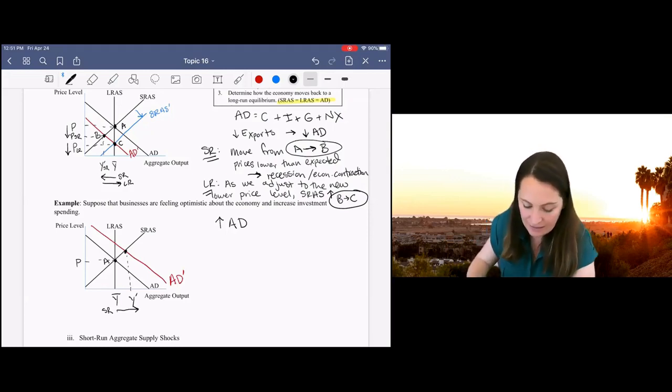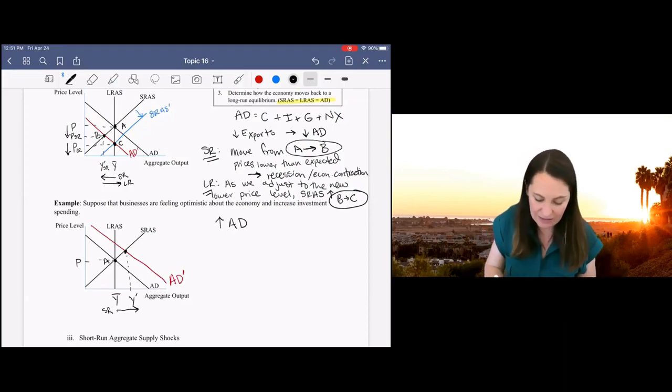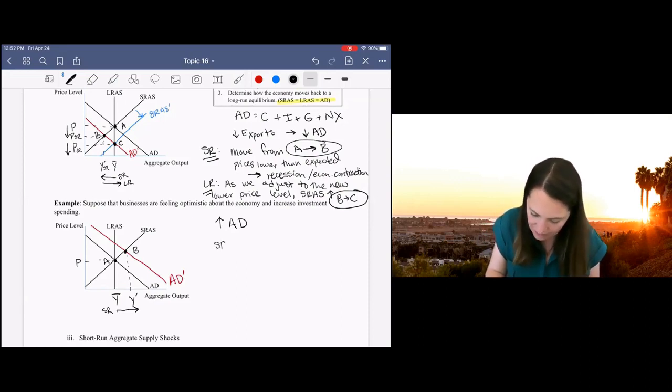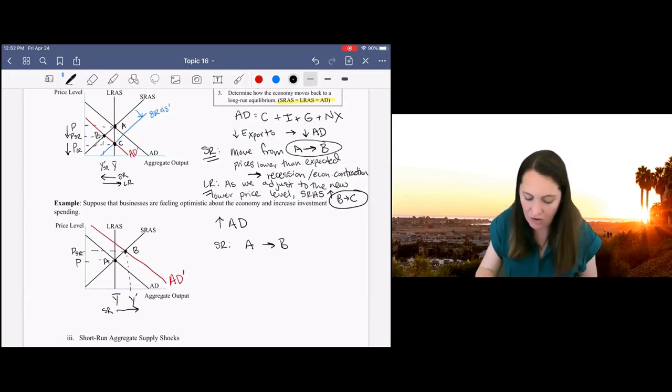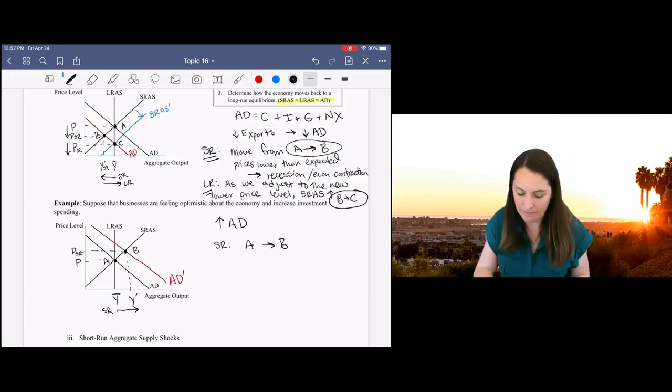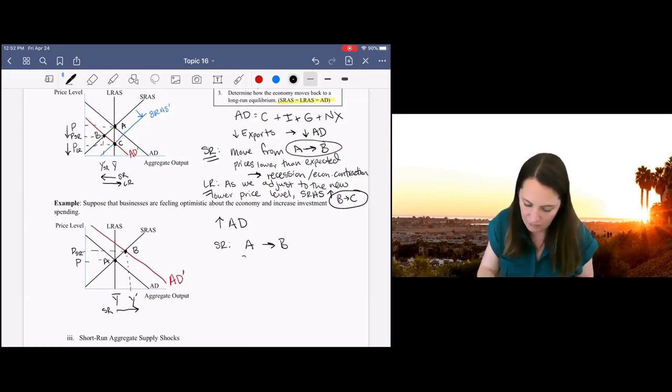As we see this increase in aggregate demand, this is going to lead to this short run expansion. So in the short run, we move from point A to point B, where we have a new higher price level and higher level of output. We have an expansion of the economy.